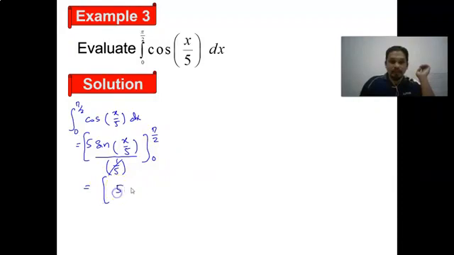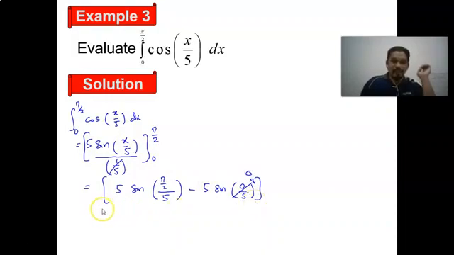First, we substitute into 5 sine, x equal to pi over 2, pi over 2 divided by 5, minus 5 sine, x equal to 0, 0 over 5. And this, of course, turns into 0, right? So then here now, this comes up with 5 sine pi over 10 minus sine 0.